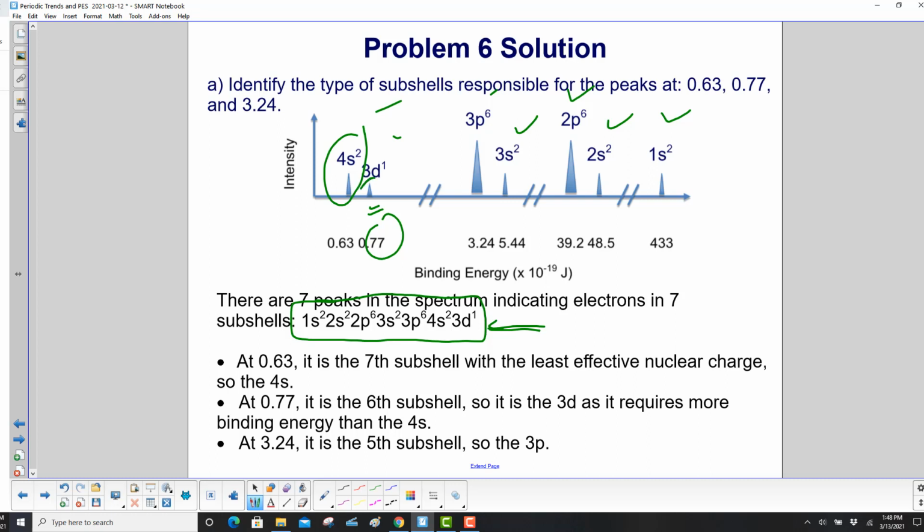And you can also look at the relative height here of the peaks, right? The 4s2 has a peak twice as high as the 3d1, indicating 2 electrons versus 1. At 3.24, that's your 5th subshell, so that's going to be your 3p. And this time we count from right to left because we're going from smaller binding energies to higher binding energies.